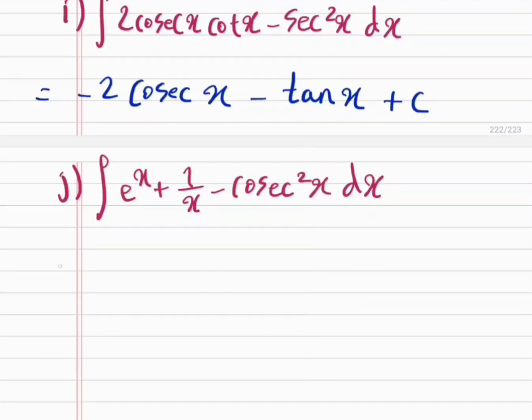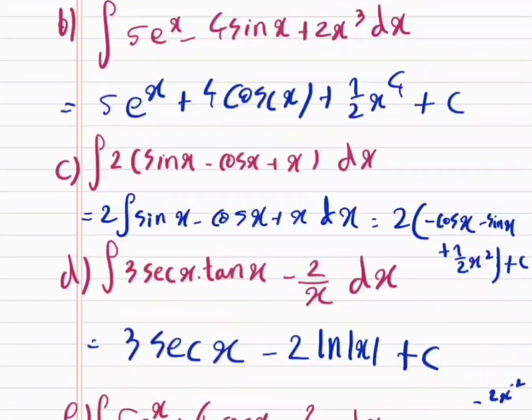And for part j, we have e to the x plus 1 over x minus cosec squared x. So again, e to the x always integrates to e to the x, and 1 over x always integrates to ln modulus x, and minus cosec squared x.